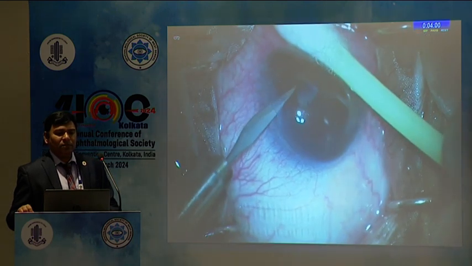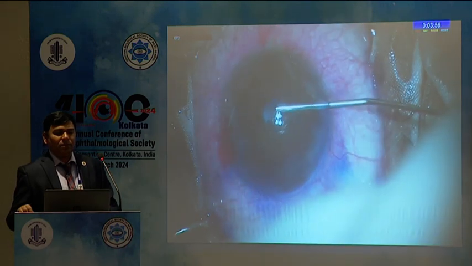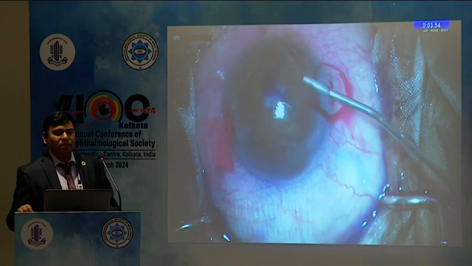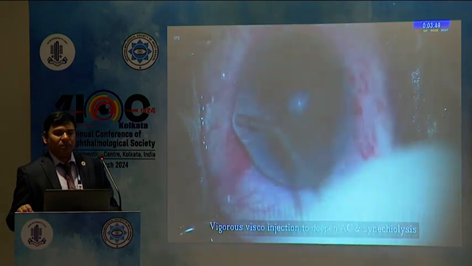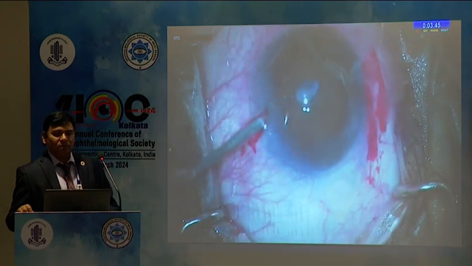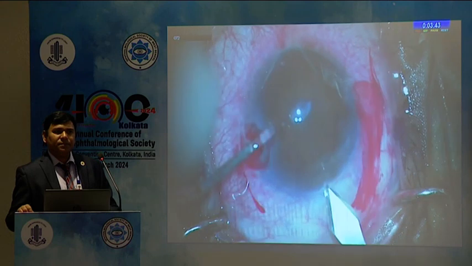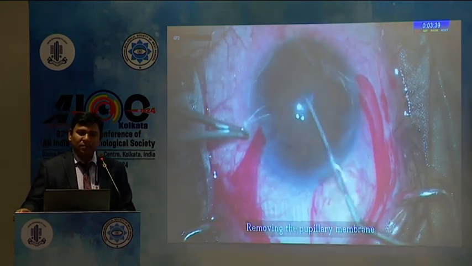I decided to do phacoemulsification with IOL with pupil expander and intravitreal injection. After making the side port, viscoelastic was injected vigorously to deepen the chamber and break the synechiae. A clear corneal tunnel was made, avoiding the area of the synechiae.